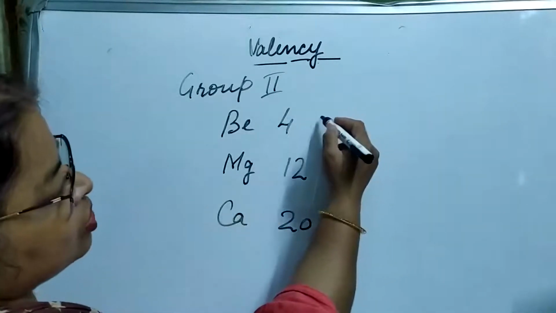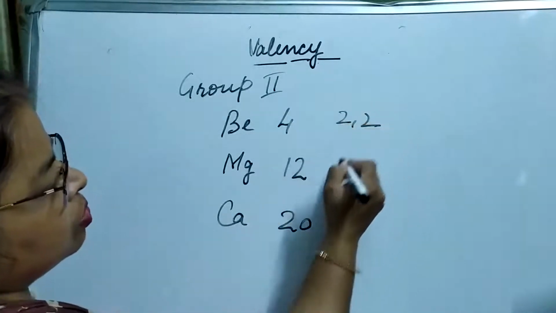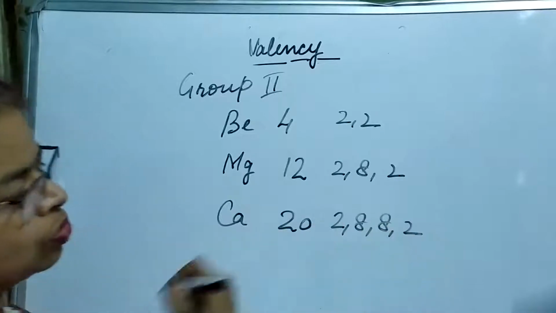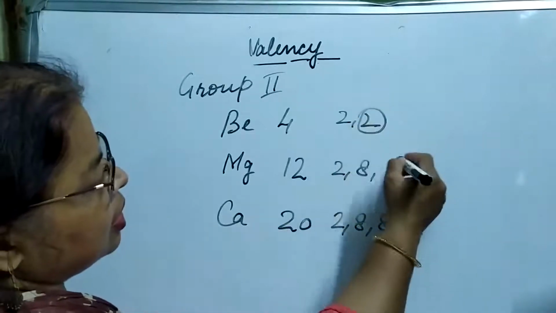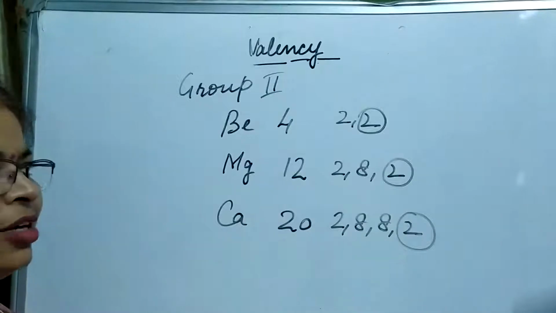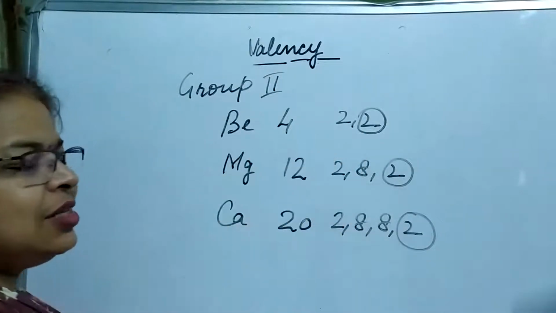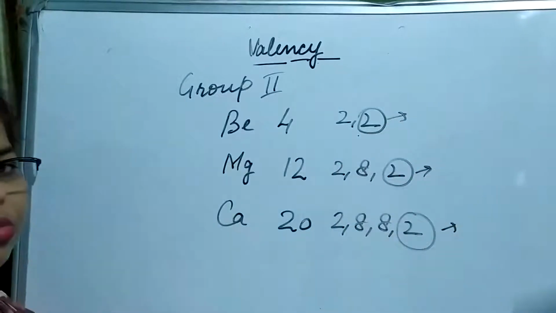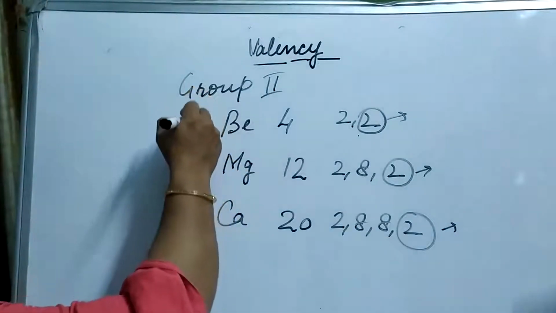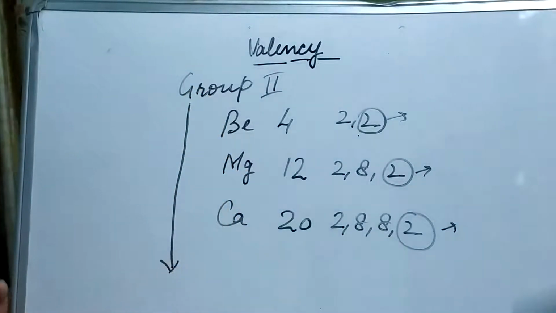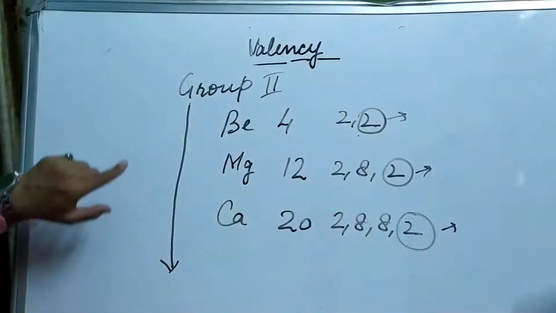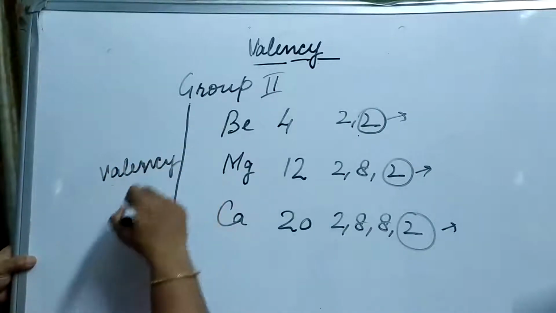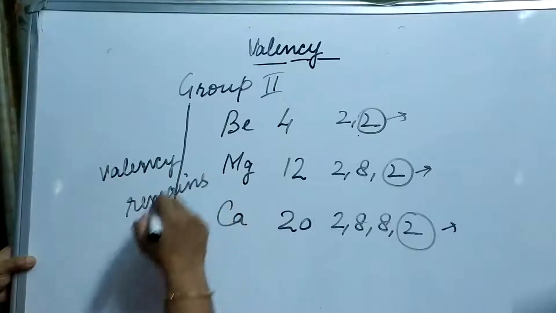Now, how many electrons are present? Configurations 2, 2; 2, 8, 2; 2, 8, 8, 2. So, how many electrons in the outermost shell? 2. How many electrons can it lose to attain the nearest inert gas configuration? It can lose 2. So, what do we see in a group? When we move down the group, from top to bottom, what is observed? The valency remains the same.